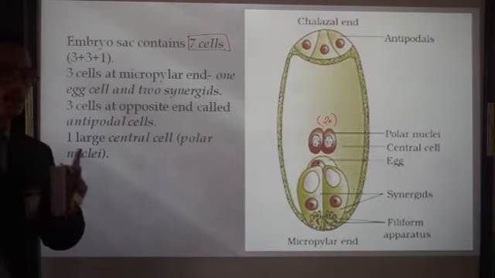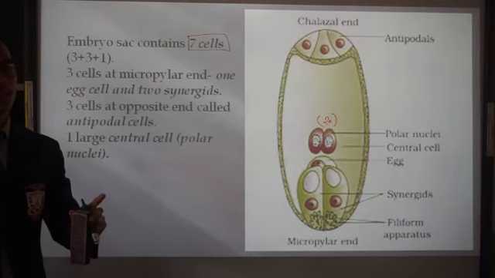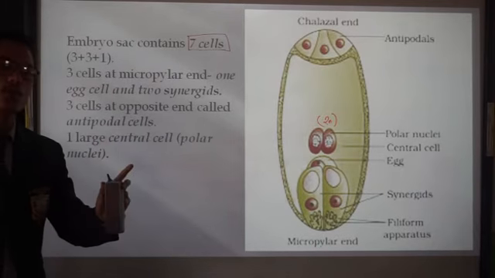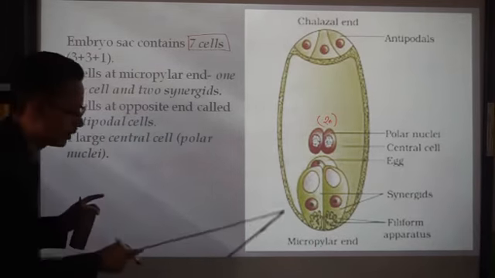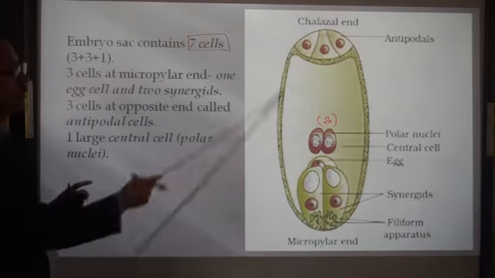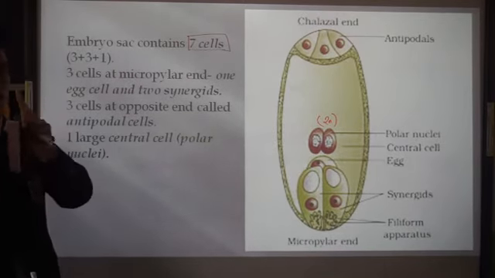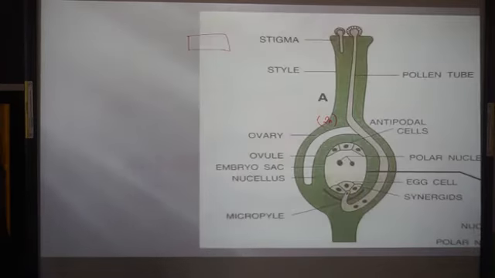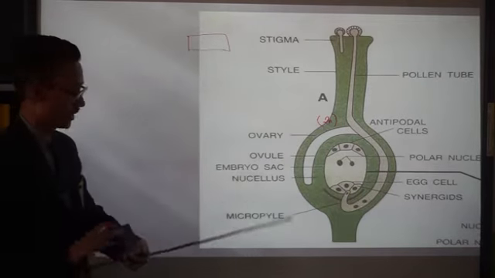So till now we have learned the structure of the pollen grain, the structure of the ovule, and the structure of an embryo sac. Inside the embryo sac we will find 7 cells. Okay. Now look at this figure.